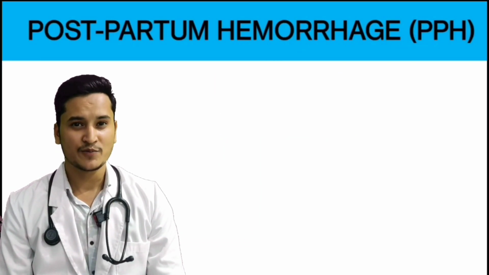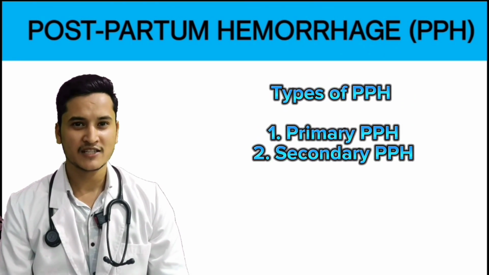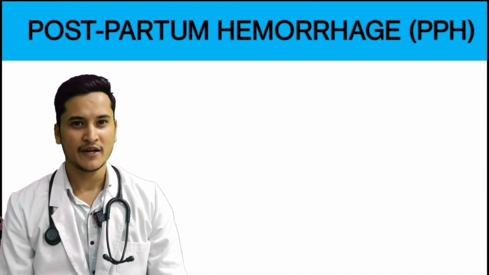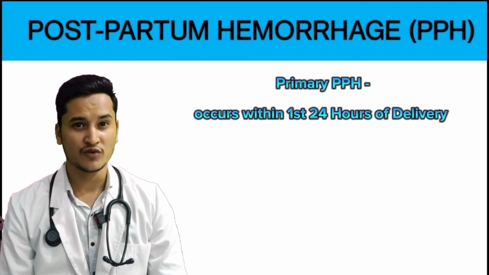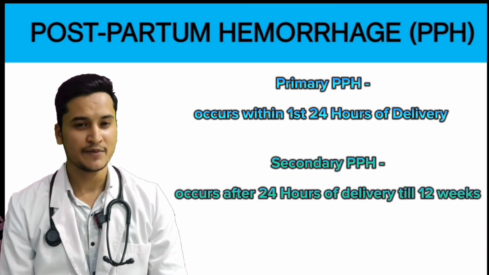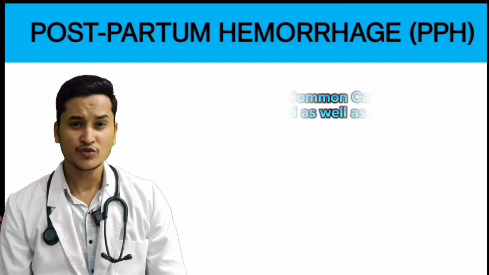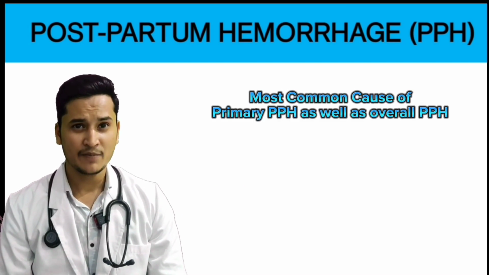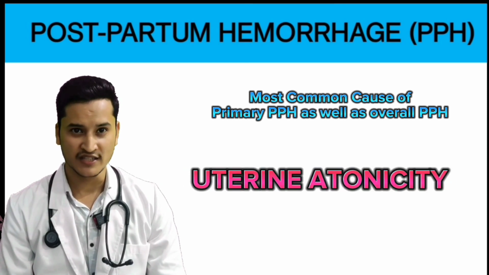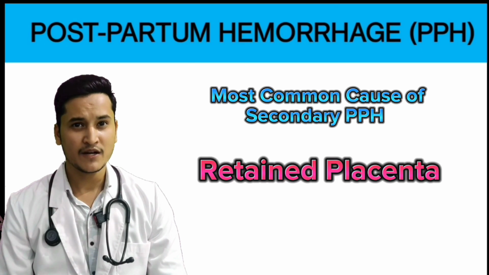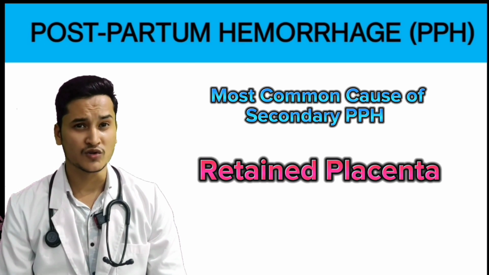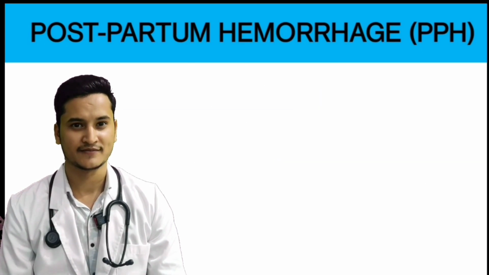There are two types of PPH, primary PPH and secondary PPH. Primary PPH occurs within the first 24 hours of delivery, but secondary PPH occurs after 24 hours of delivery till 12 weeks. So the most common cause of primary PPH as well as the overall PPH is uterine atonicity, but retained placenta is the most common cause of secondary PPH.